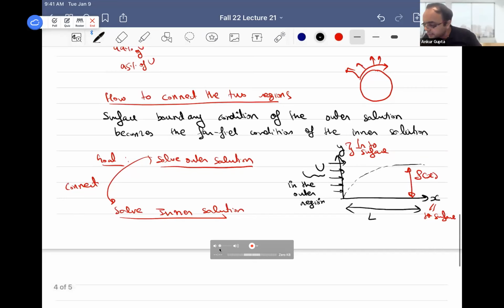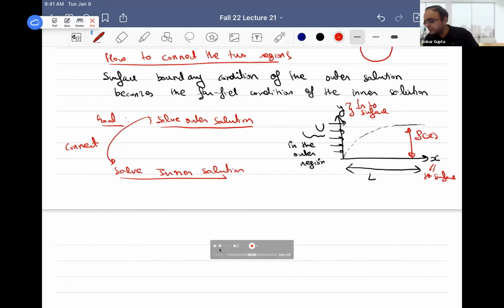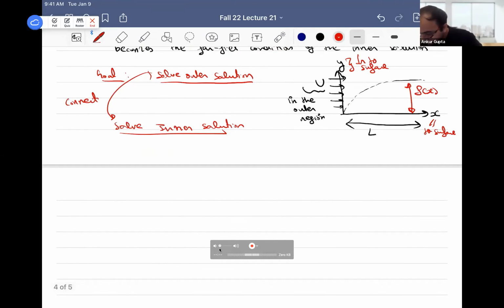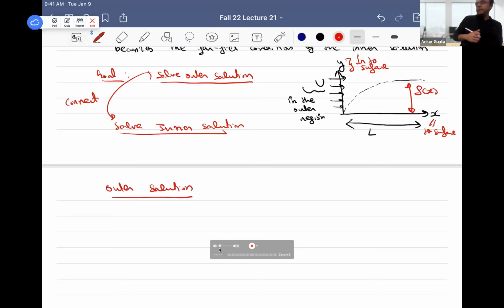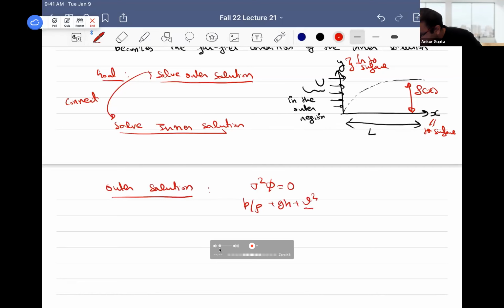So to solve in the outer solution, let's say outer solution now. Imagine, just forget about the cylinder for a while. Just think that we have zoomed in and created this sort of flat geometry, just to show you how the process works. So in the outer solution, we get del squared phi is equal to 0. That's the governing equation. We know this: P by rho plus gH plus V squared by 2 is equal to constant.